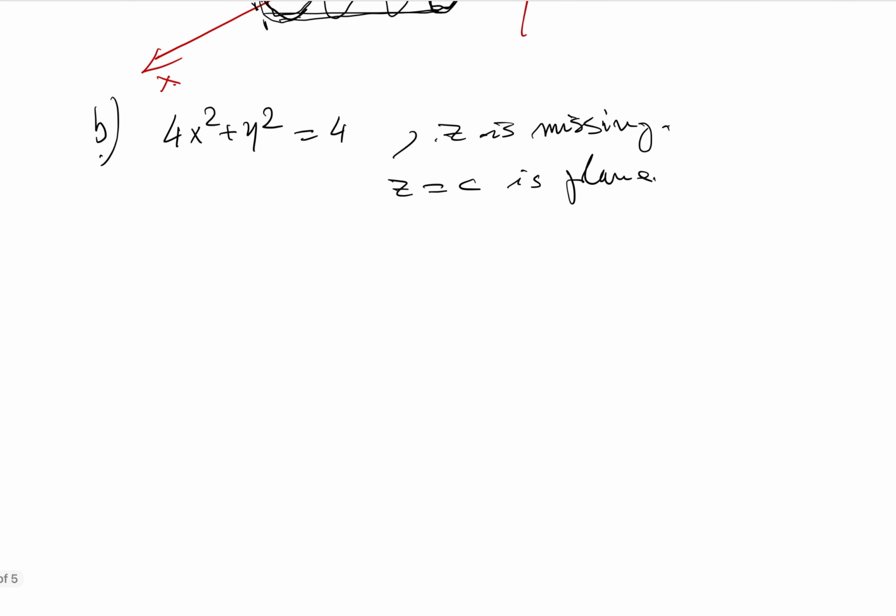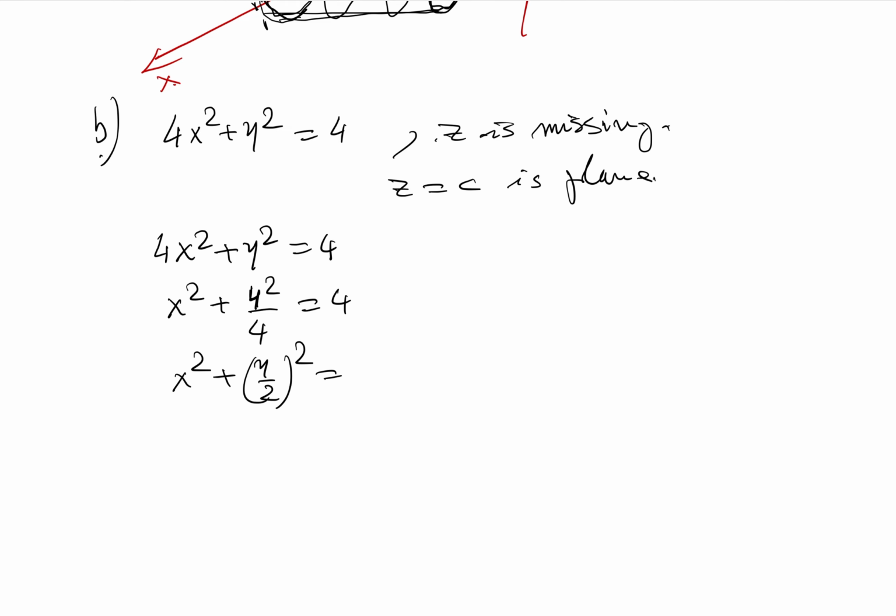Okay, let's start here. So you have 4x squared plus y squared is equal to 4. If you divide both sides by 4, you have x squared plus y squared divided by 4 is equal to 4 divided by 4. Sorry about that, it's 4 divided by 4, which is 1. So you have x squared plus (y divided by 2) squared is equal to 1.